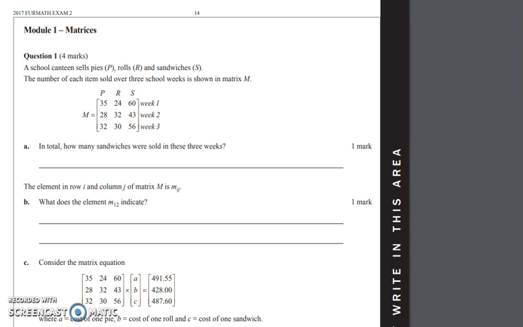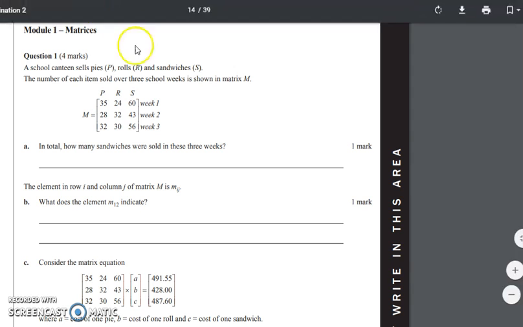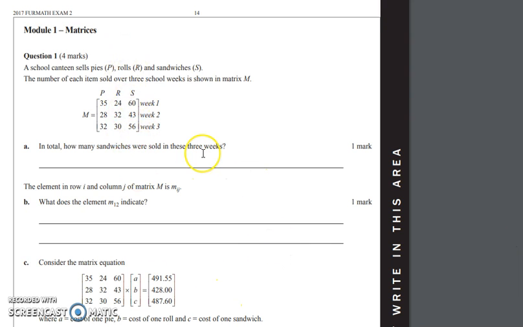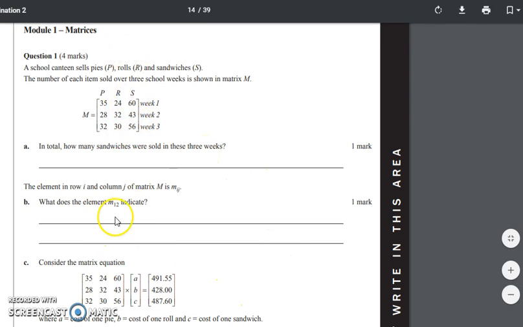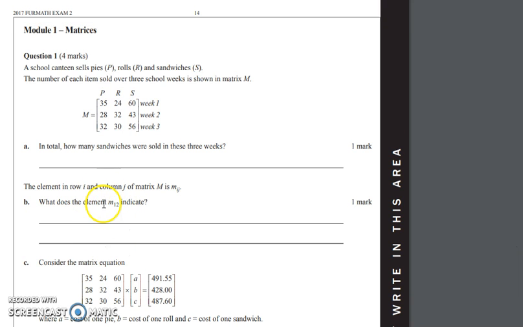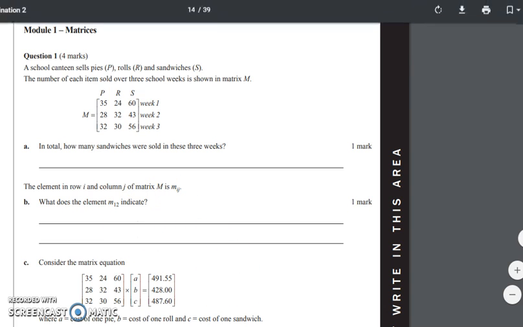But if we have a look at the full question, it's talking about a school canteen that sells pies, rolls, and sandwiches, and the number of these items sold over the 3 weeks. So question A, in total, how many sandwiches are sold in the 3 weeks? We would be adding up the sandwiches. Part B of the question is asking what does the element M12 indicate? Have a look at the assessor's comments of how you need to word this answer.